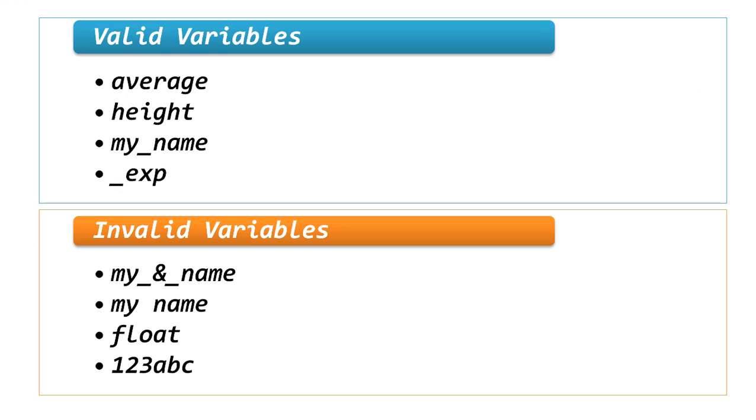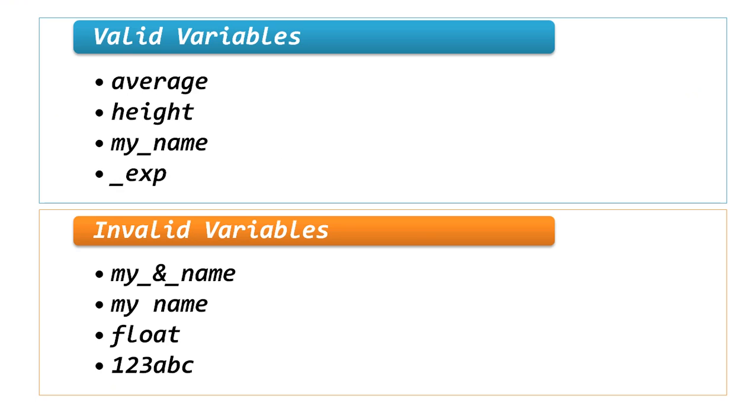You can write any name: average, height, then my_name is also a valid variable. With the help of underscore, you can indicate a variable. Then, starting with the underscore, you can also write a variable name.